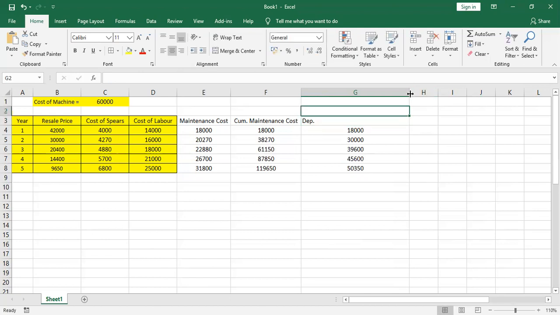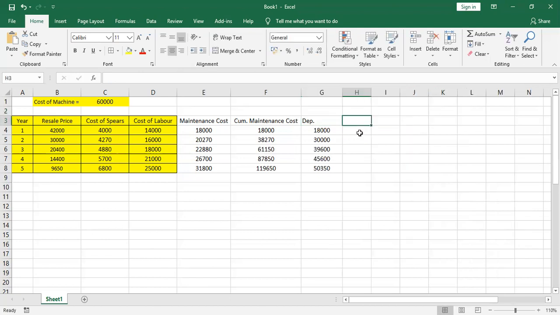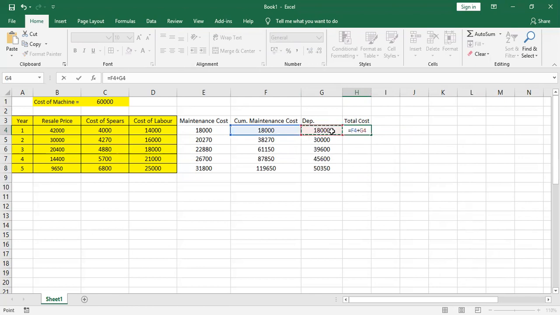Now we are going to calculate total cost. We are going to find the total cost. The total cost equals cumulative maintenance cost plus depreciation.